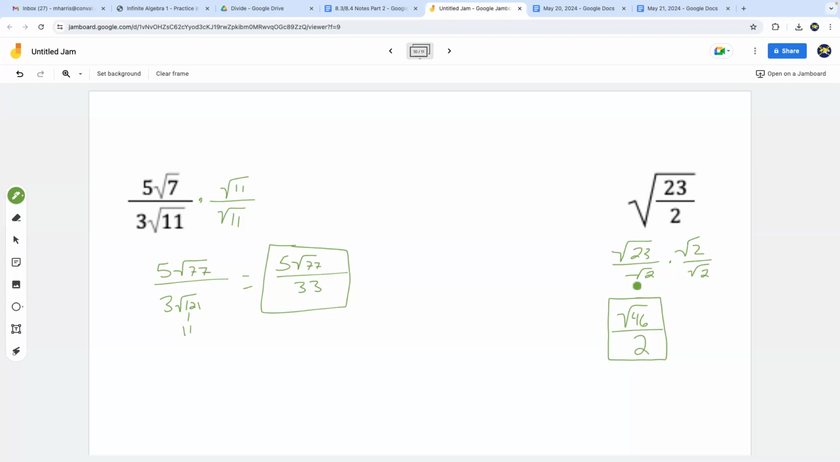So anytime you take roots, multiply them together, and they both have the same radicand, it's just the radicand underneath. So root 2 times root 2 is 2. Root 11 times root 11 is 11. Root 3 times root 3 is just 3.